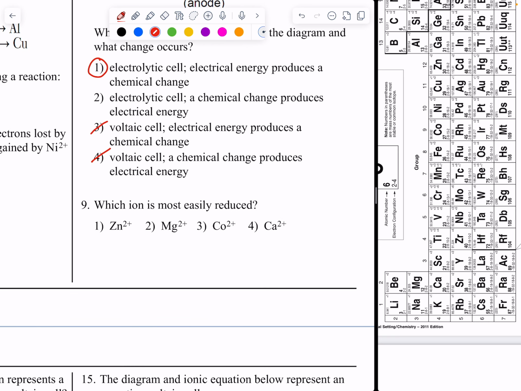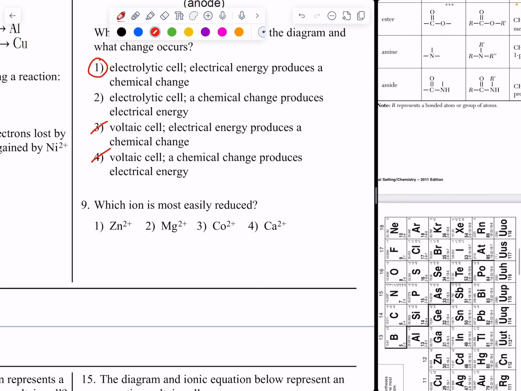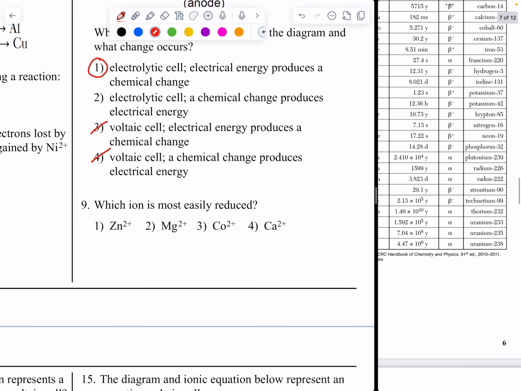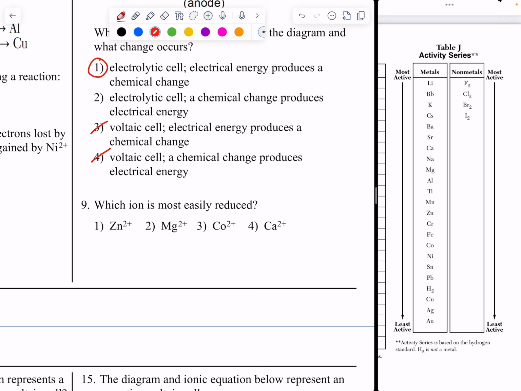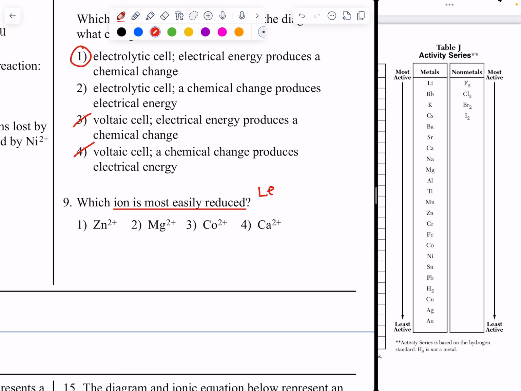Which ion is most easily reduced? A lot of people struggled with this question too, number 9. For this question, we're going to need to use table J. Table J is, if you look to our right, the activity series, so it tells you the most active and the least active elements we have. Now, if you remember, the most active metals are the ones that want to be oxidized. But this question is asking us for which ion is most easily reduced. Most easily reduced is going to be the one that's least active.